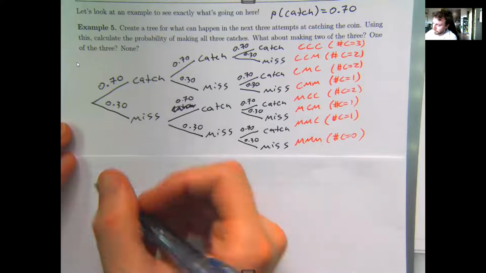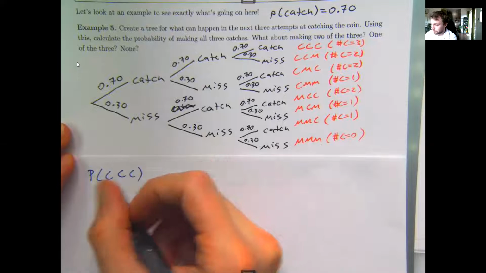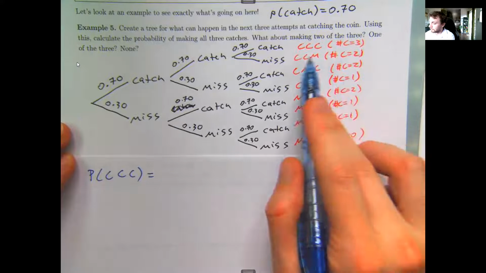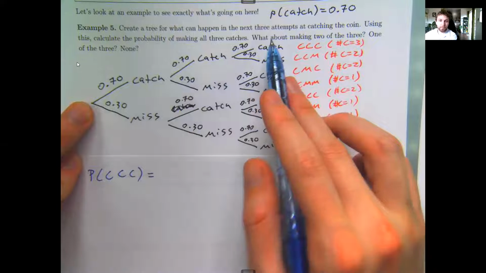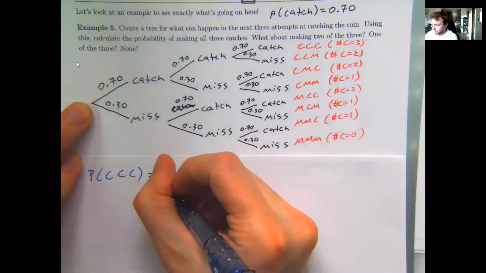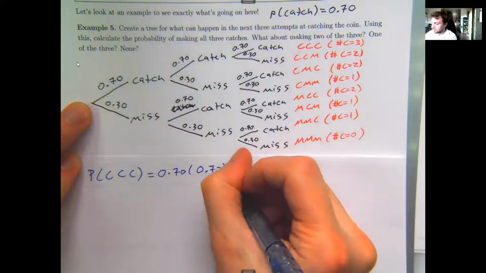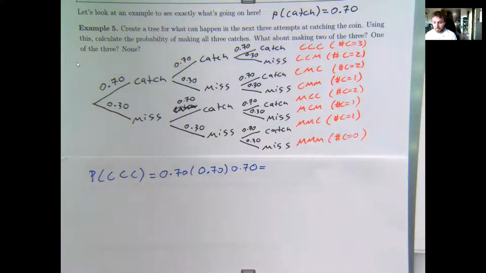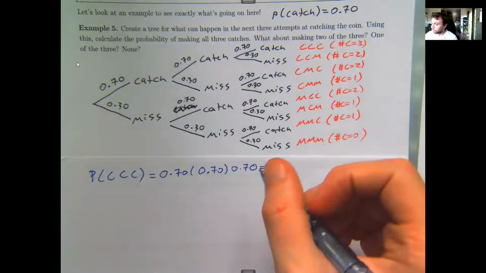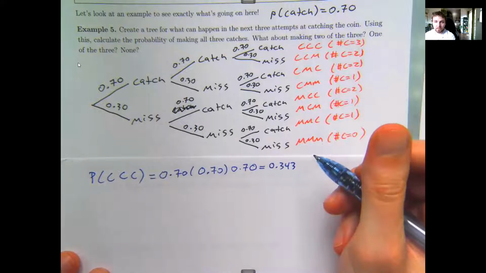So let's suppose I want the probability of catch, catch, catch. To find this probability, I'm going to start at the beginning and multiply the probabilities on the way. So I have 70%, 70%, and 70%. I'm going to type this into a calculator to see what I get. And when I do so, I get a 34.3% chance.